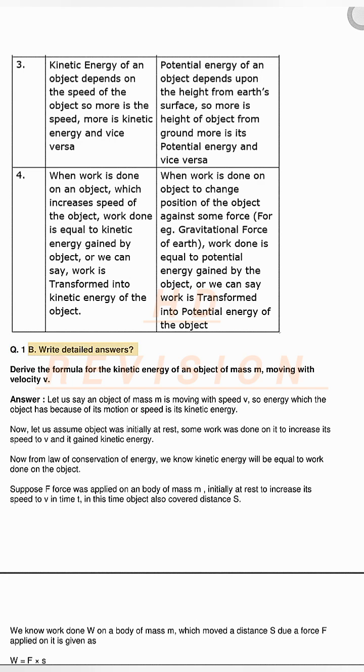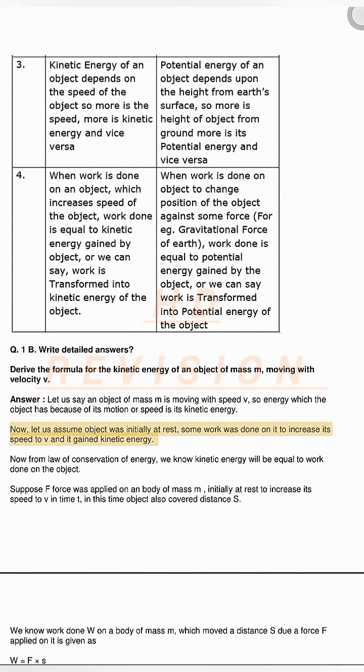Q1. B. Write detailed answers. Derive the formula for the kinetic energy of an object of mass m, moving with velocity v. Answer. Let us say an object of mass m is moving with speed v, so the energy which the object has because of its motion or speed is its kinetic energy.